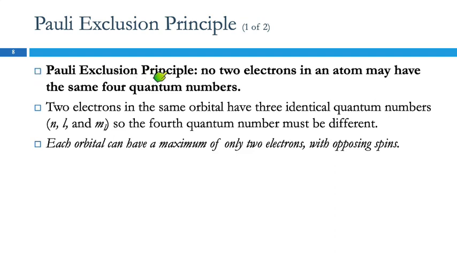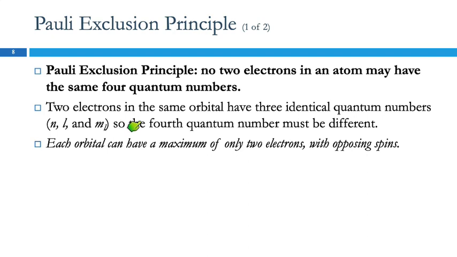Pauli exclusion principle: no two electrons in an atom can have the same 4 quantum numbers. Okay? It's like no two people in the United States can have the same Social Security number, right? It is supposed to be a unique identifier. So in a given atom, each electron has its own set of 4 quantum numbers.